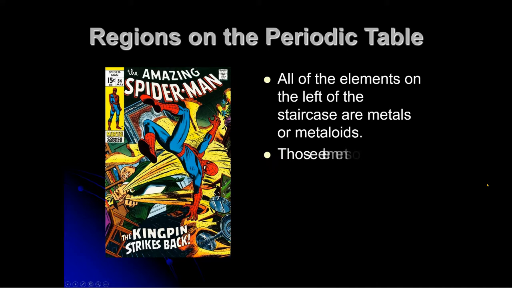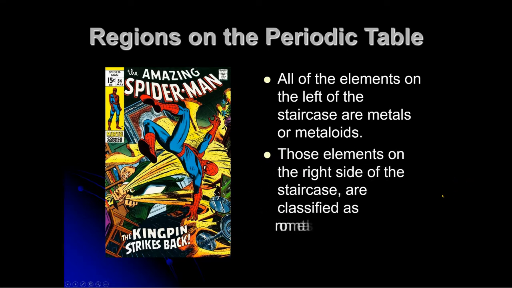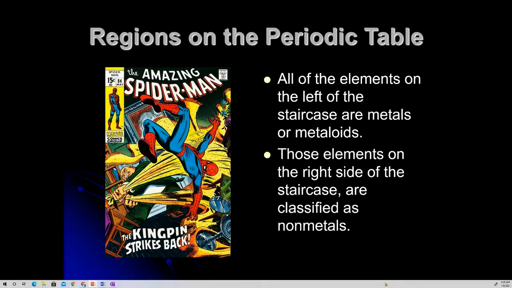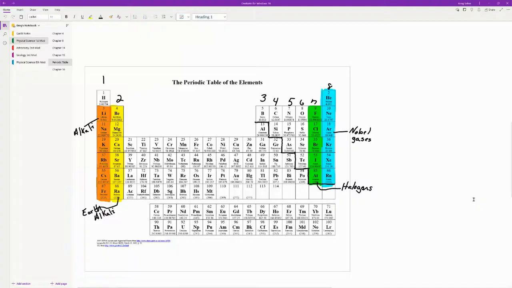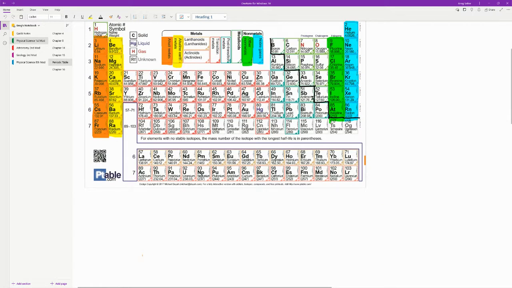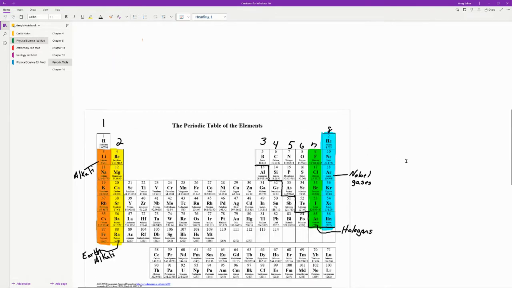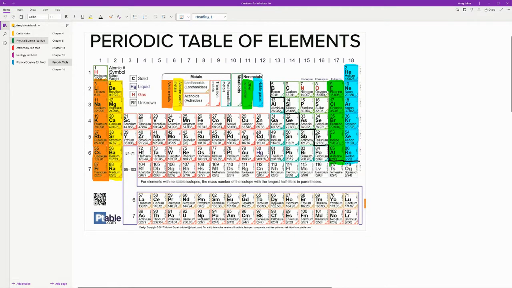All right, regions of the periodic table. All the elements on the left side of the staircase are metals or metalloids. Those elements on the right side of the staircase are classified as nonmetals. So let's take a look again. That's why I put this staircase here. Everything on this side is a metal or metalloid. These are all nonmetals. Everything over here is a nonmetal. That's what this staircase is for. This staircase tells us that there are nonmetals and metals.